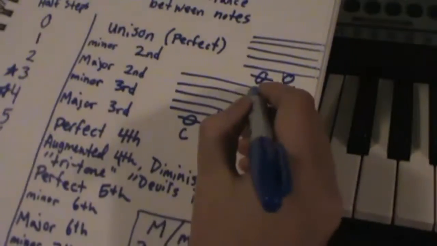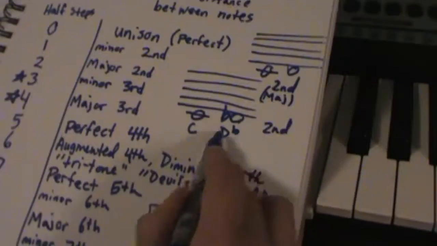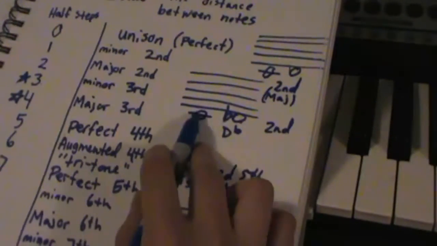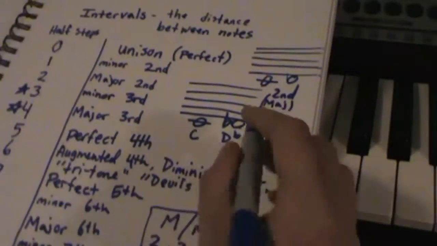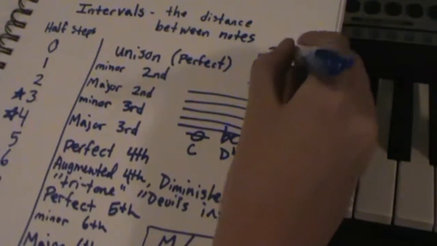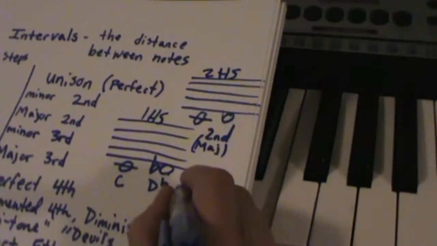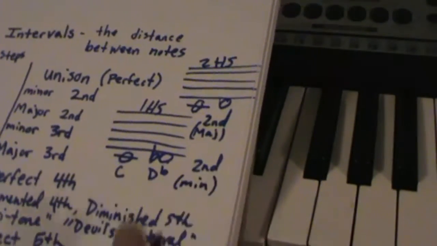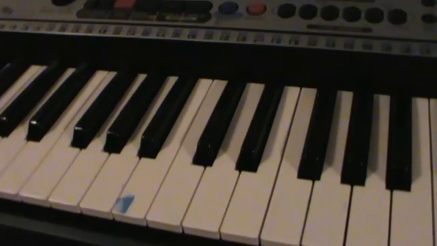Whereas this one, C to D flat, it's a second. The notes are a second apart on the staff. We call it a minor second because they're only 1 half step. This is 2 half steps. And this is 1 half step. So we'll call it minor. So, I should probably turn that up. Okay, so that's intervals.